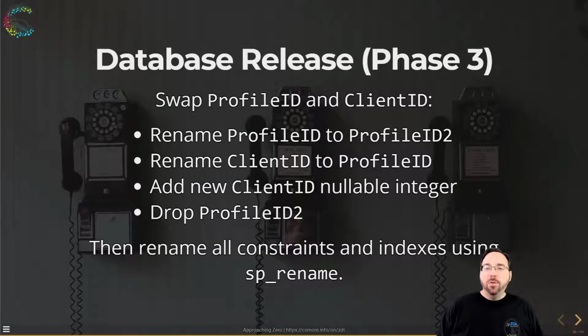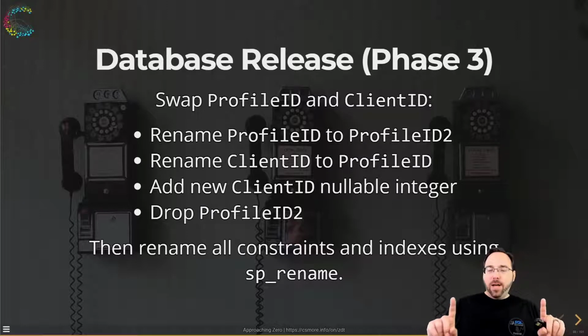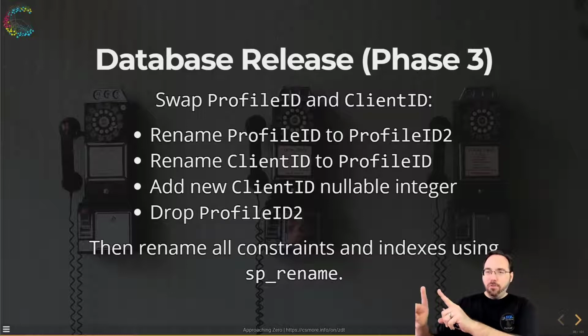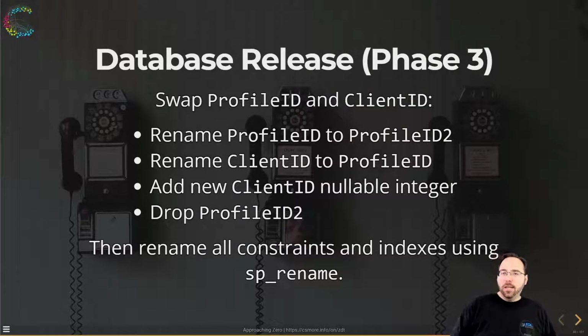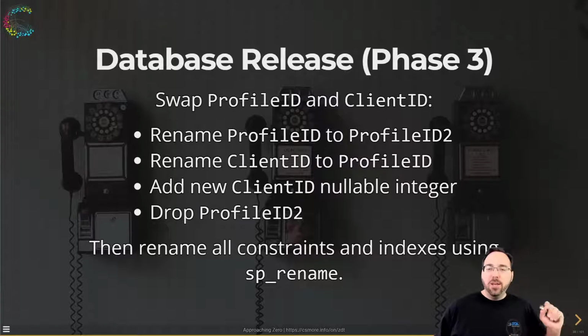Here's the reason why. We could simply have, say, rename profile ID to 2, rename client ID to profile ID, rename profile ID 2 to client ID. But just in case somebody went and updated that old profile ID column while it was there, we didn't want to take the risk that there were bad values in there. So we dropped that column. We created a new empty, null-filled client ID.